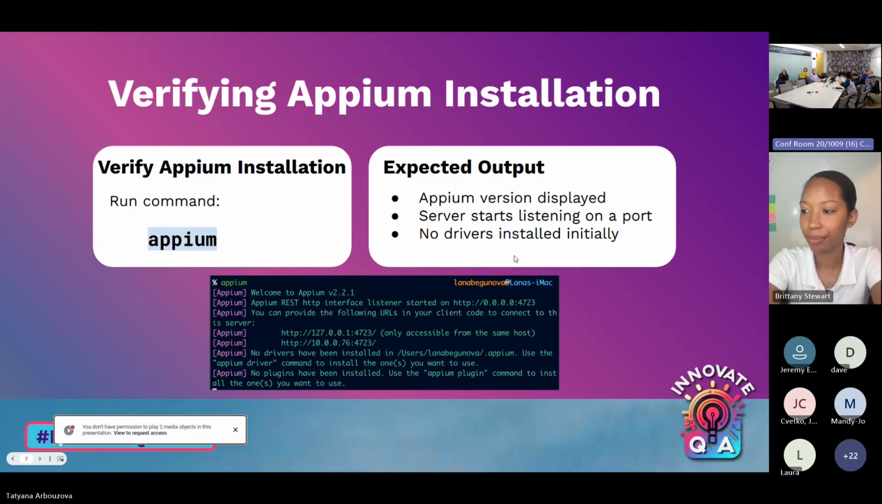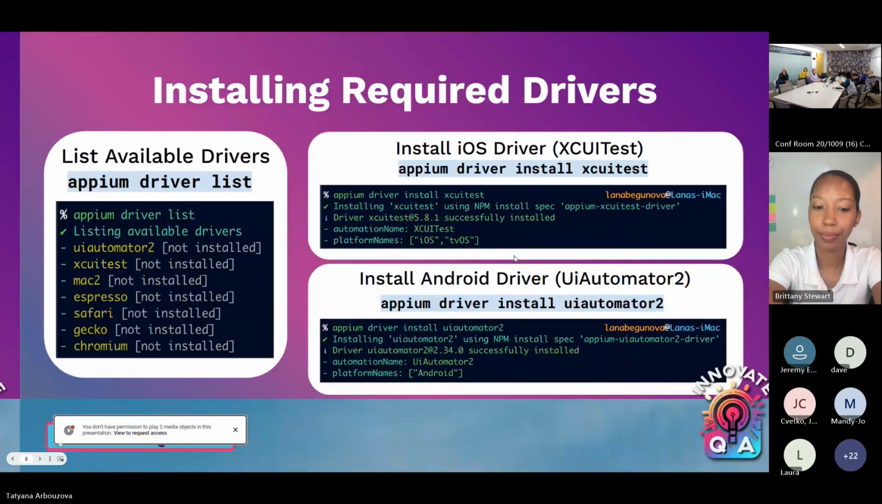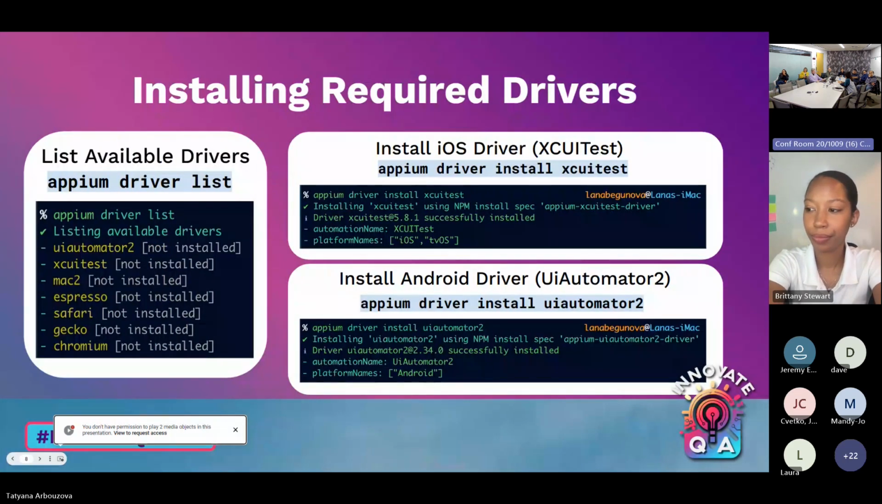So let's move on. Let's get them installed. Installing the required drivers. As I mentioned before, you may have a lot of drivers. You may even want to, like I said, automate a TV with Appium. A lot of things are possible. Today, we're focusing only on two drivers, the native driver for iOS and the native driver for Android. Those are called respectively XCUITest and UiAutomator2.